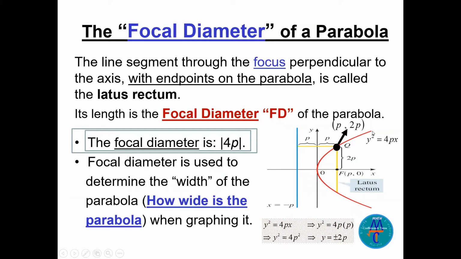Focal diameter of a parabola. If you have a parabola here, draw a line through the focus. This yellow line here, the line through the focus, we call the focal diameter, FD. The distance for this, we call the focal diameter. The distance will be the absolute value of 4p. So it tells you how wide the parabola is. If you know p, then you can find 4 times p. Take the absolute value because p is sometimes negative, sometimes positive.